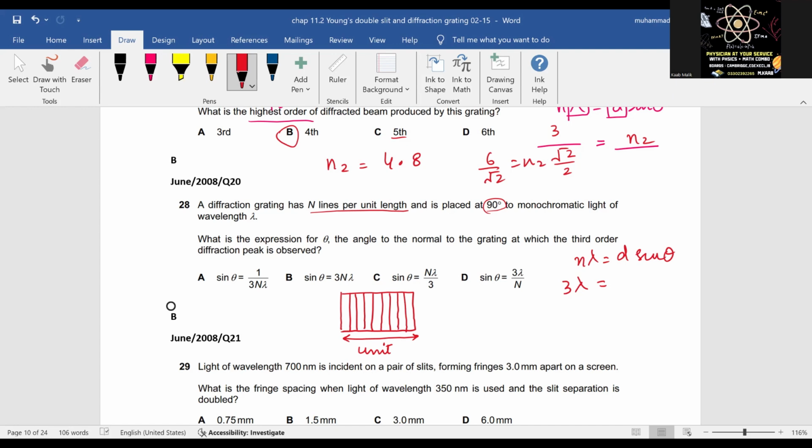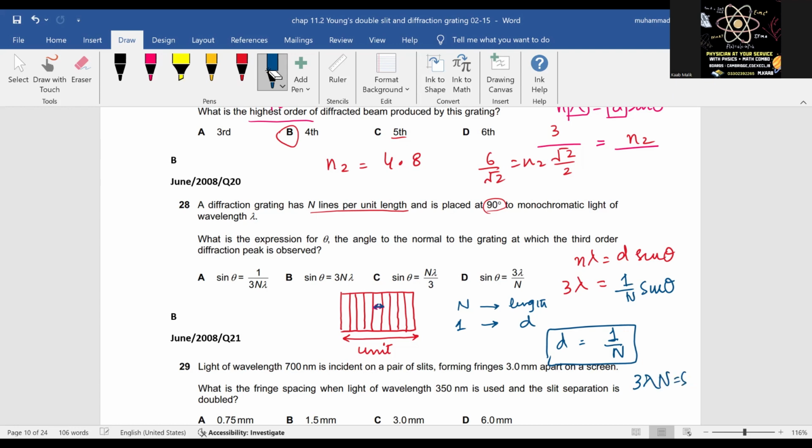So we are actually interested in this distance, and not the n number of lines per unit length. So if we have n lines per unit length, what will be the separation d, small d, between the two lines, which I place as 1? Now if you do the cross multiplication, you'll get d equals 1 over n. So you can replace d with 1 over n and sine theta, and make sine theta the subject. So 3 lambda n equals sine theta. So this should be B.